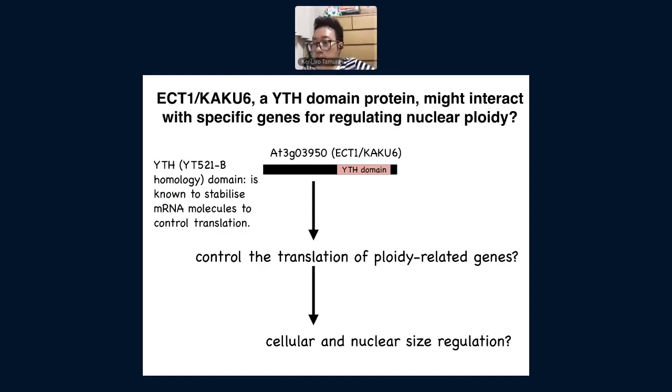This is a working model of KAK6 ECT1 function. ECT1 is a YTH domain protein, and the YTH domain is known to interact with specific messenger RNA molecules and control translation. So we think that Arabidopsis ECT1 could be involved in controlling the translation of ploidy-related genes, resulting in regulation of proper nuclear and cellular size.